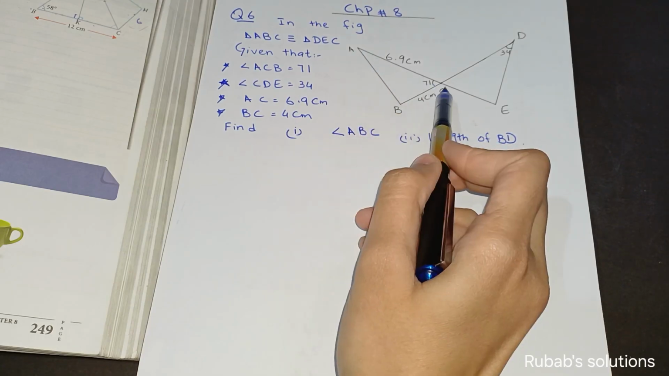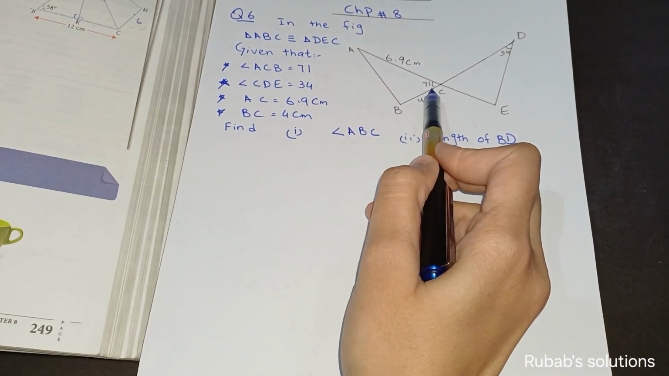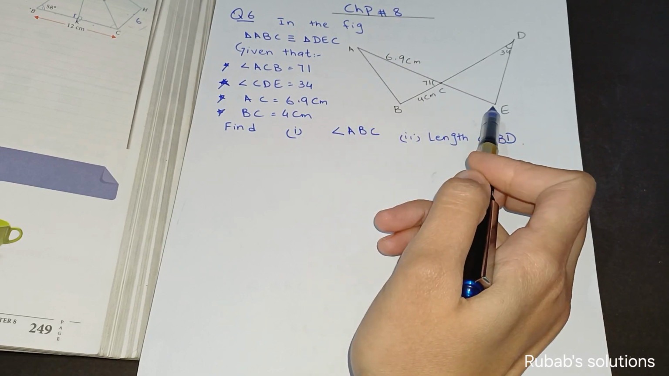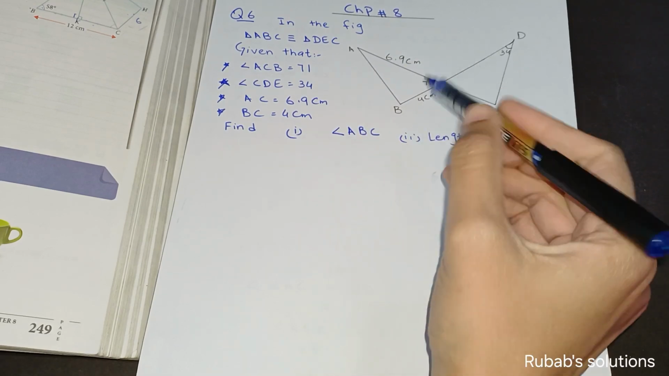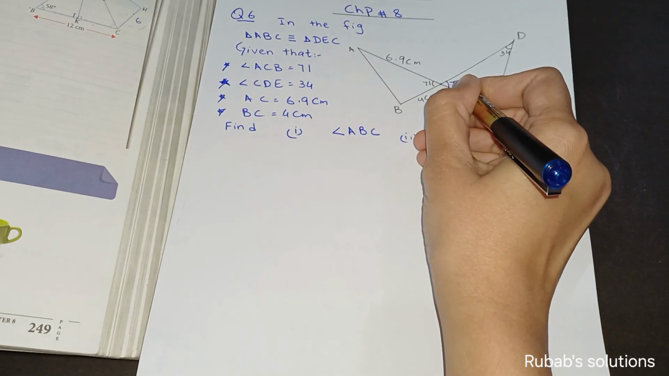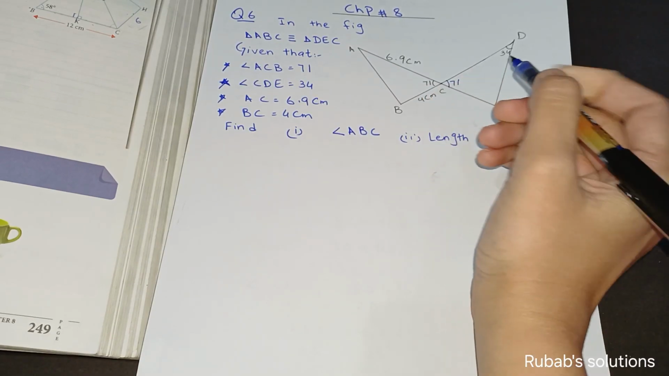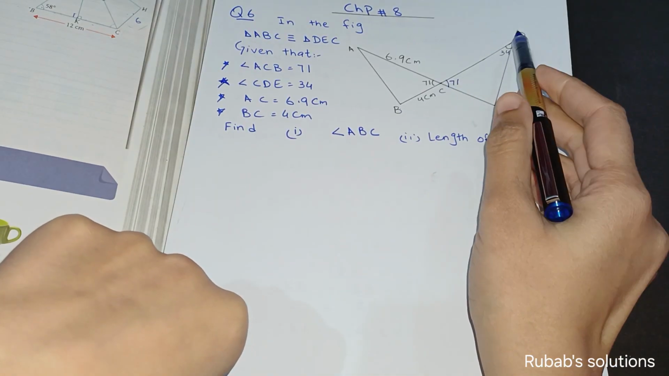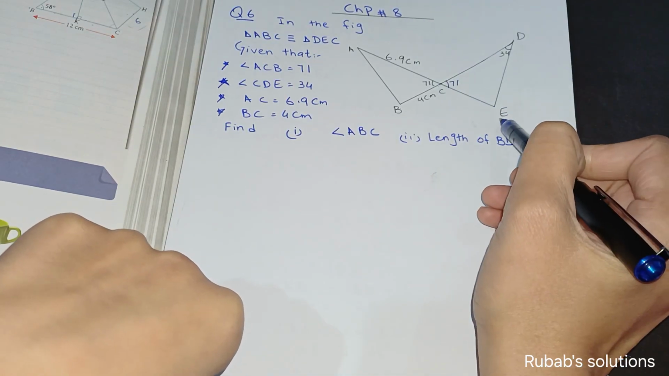ACB, this is equal to 71, and it is also given that these two are straight lines. Remember that when there are two straight lines, at the vertex, whatever their angle, they are called vertically opposite angles, and these two are equal. So that means ACB is equal to DCE.